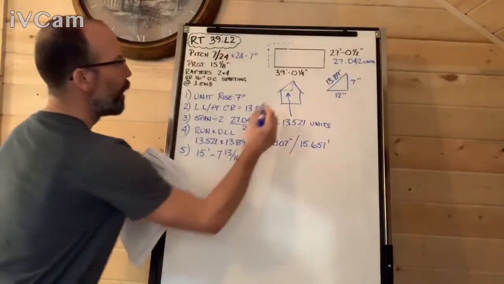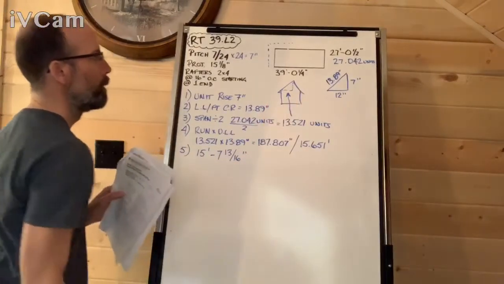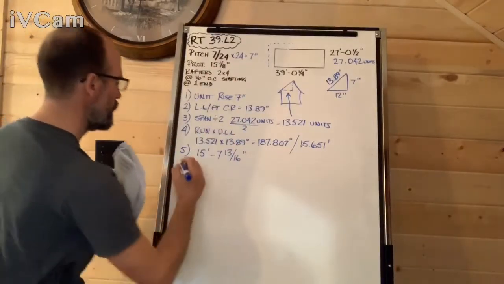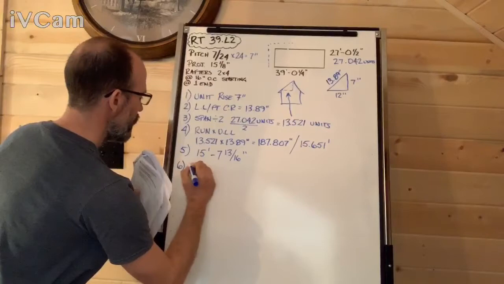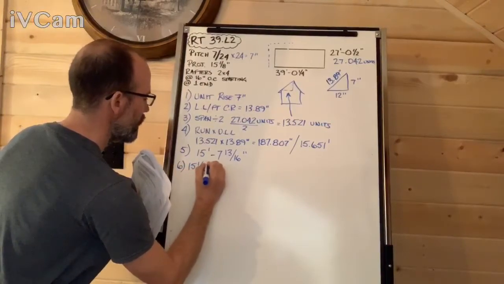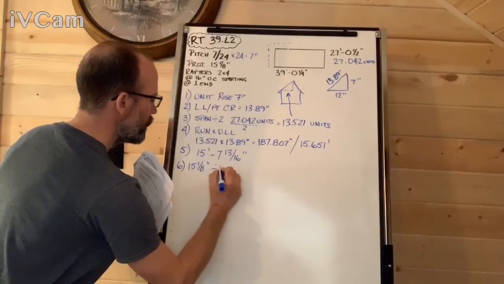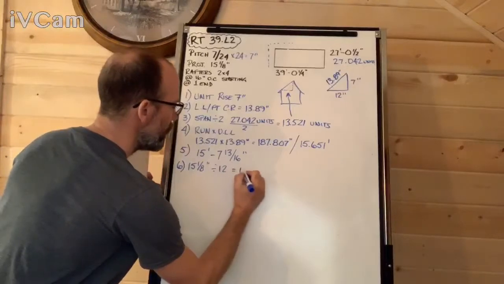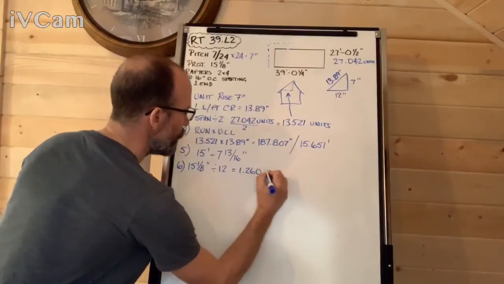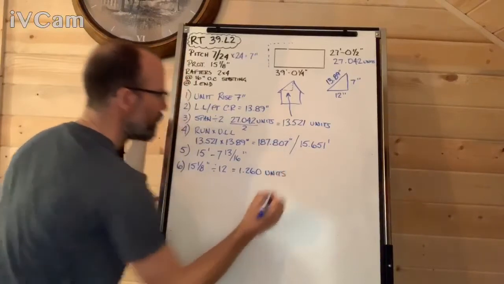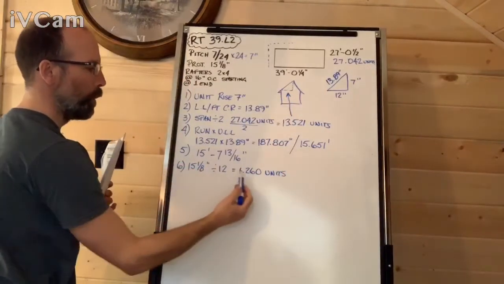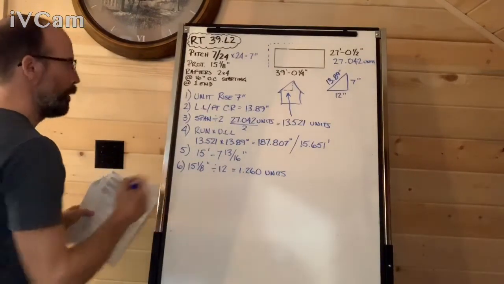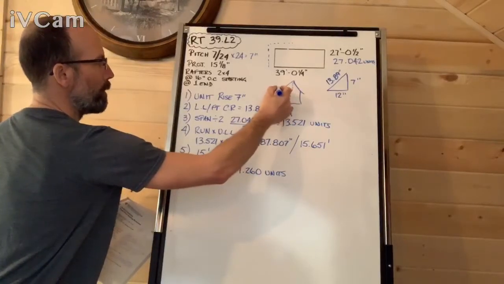Number 6, our projection here as a decimal. So how many units of run do we have in our projection? Well, we have 15 1/8 inches. Divide that by 12 to give me 1.260 units. So my projection runs 1.260 units. So my overhang now. What is the length of my overhang?